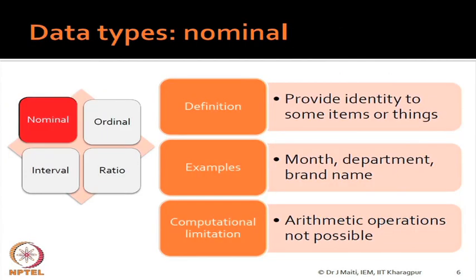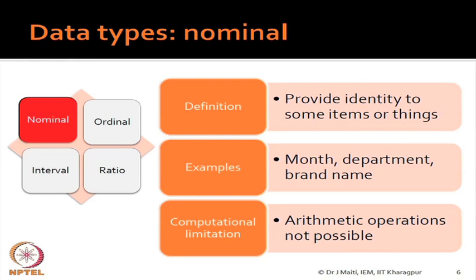Let us discuss nominal data. By definition, it provides identity to some items or things. Take the small company business I have shown you, where they want to know the status over different months. Suppose month is a variable from January to December. January and February are nothing but the identity of a particular period of time.